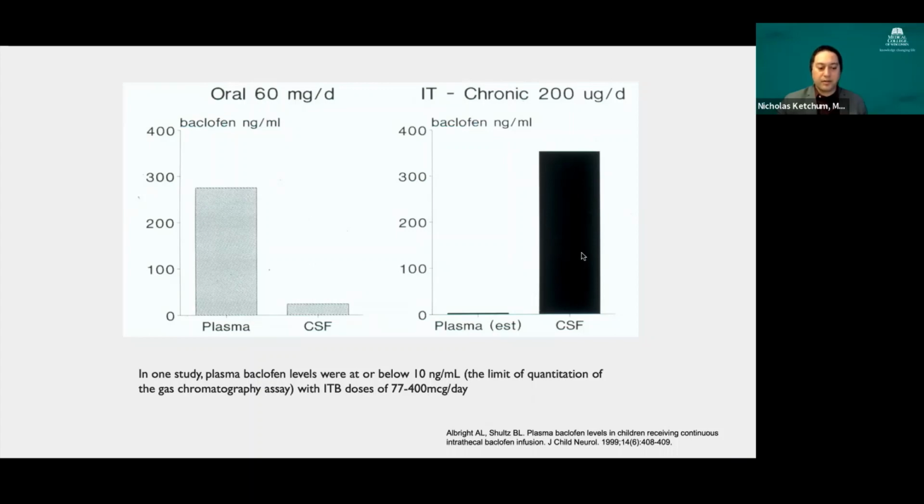But Dr. Albright, who is considered the grandfather or the father of the intrathecal baclofen pump, along with Dr. Penn, looked at plasma levels in patients who were between 77 and 400 micrograms a day. Their baclofen levels in the plasma were at or below 10 nanograms per milliliter, which is the lower limit of quantitation for the gas chromatography assay they were using. So it really is at the lower end of even detectable at upwards of 400 micrograms per day, which is a reasonable dose for intrathecal baclofen.